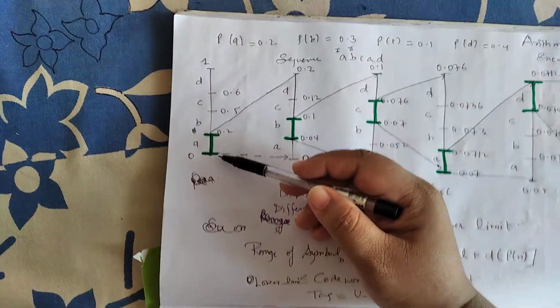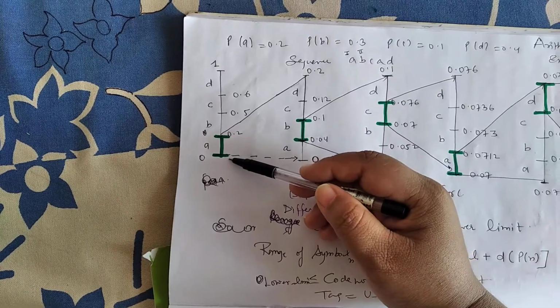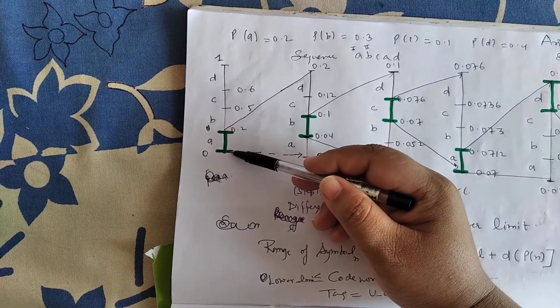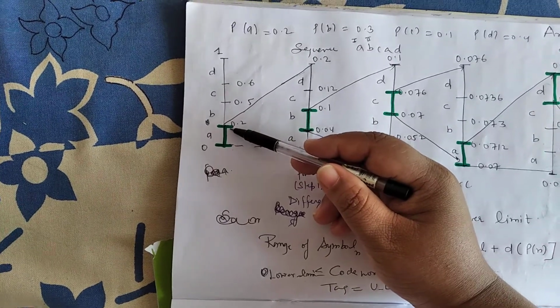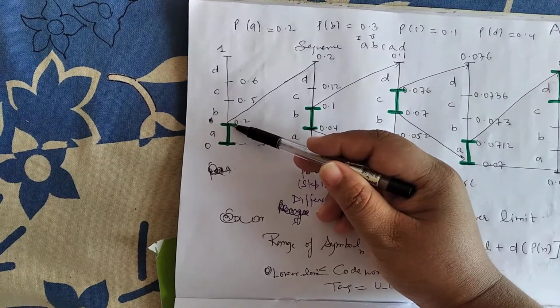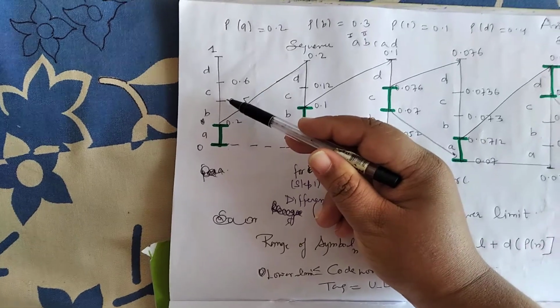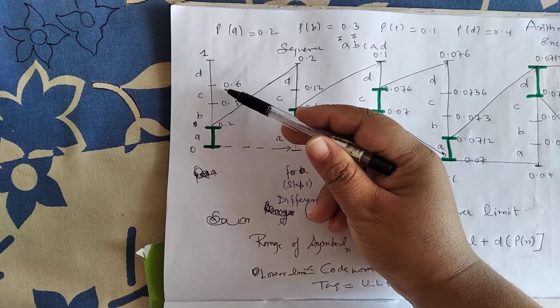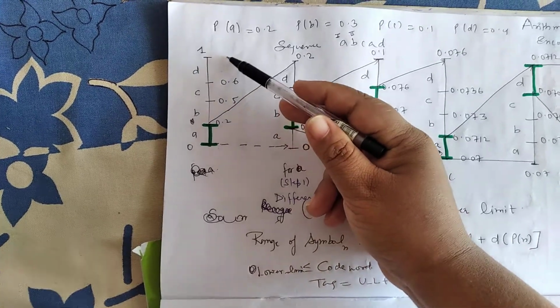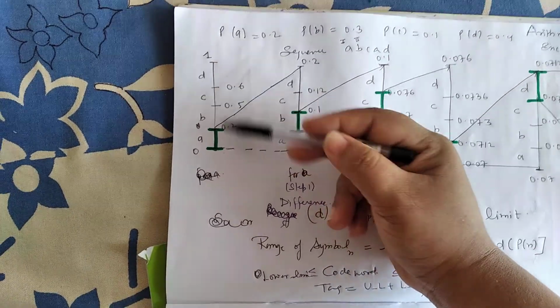Now we'll write the probabilities. The probability of A is 0.2, so from 0 to 0.2 is the range of A. Then comes the probability of B, 0.3, so 0.2 plus 0.3 becomes 0.5, and from 0.2 to 0.5 is B. Then the probability of C is 0.1, so 0.5 to 0.6 is C. And then the probability of D is 0.4, so 0.6 to 1 is the range of D. This way we have written it.